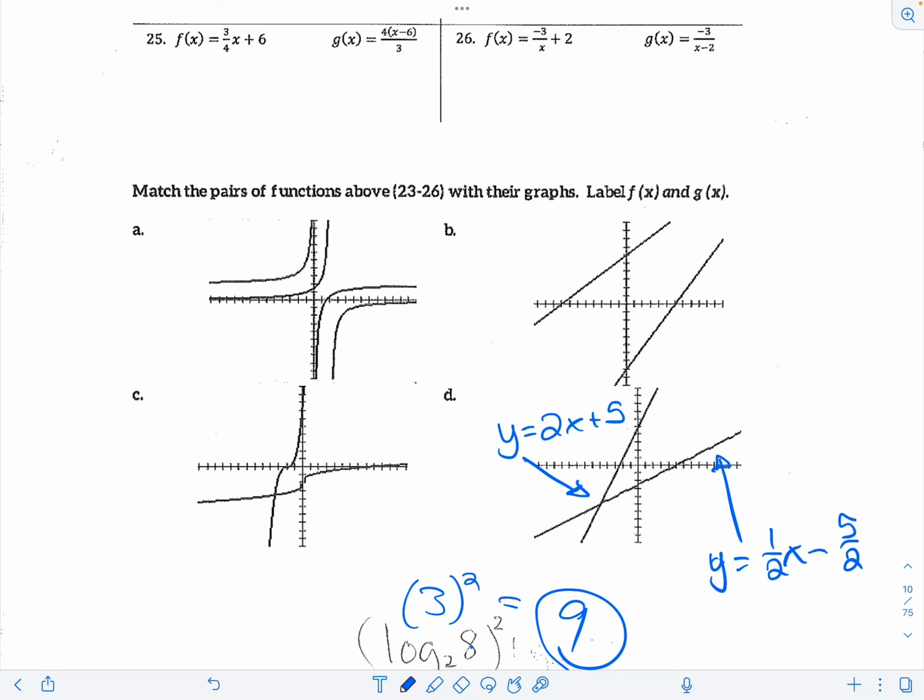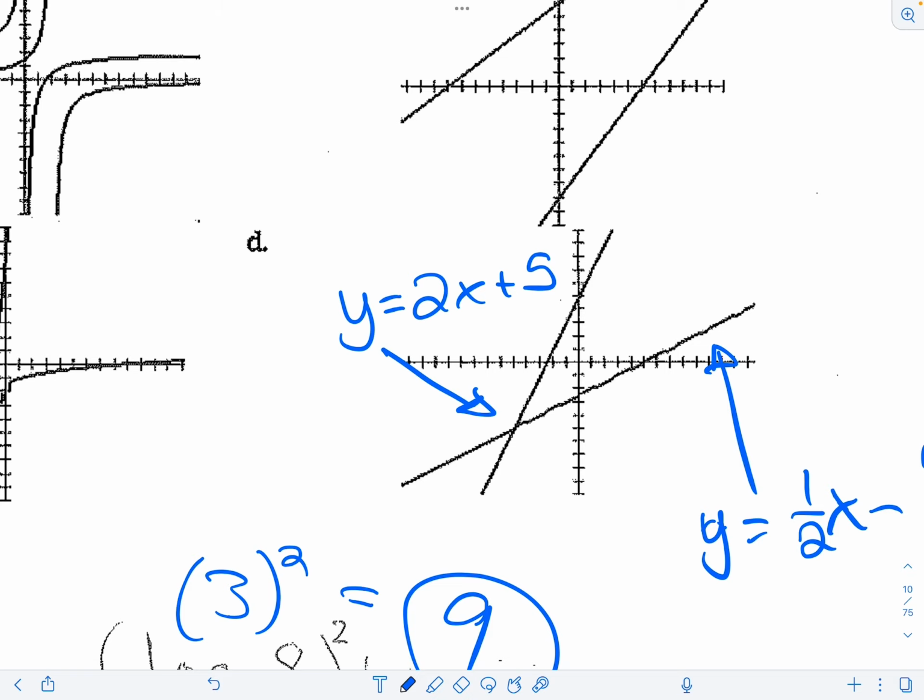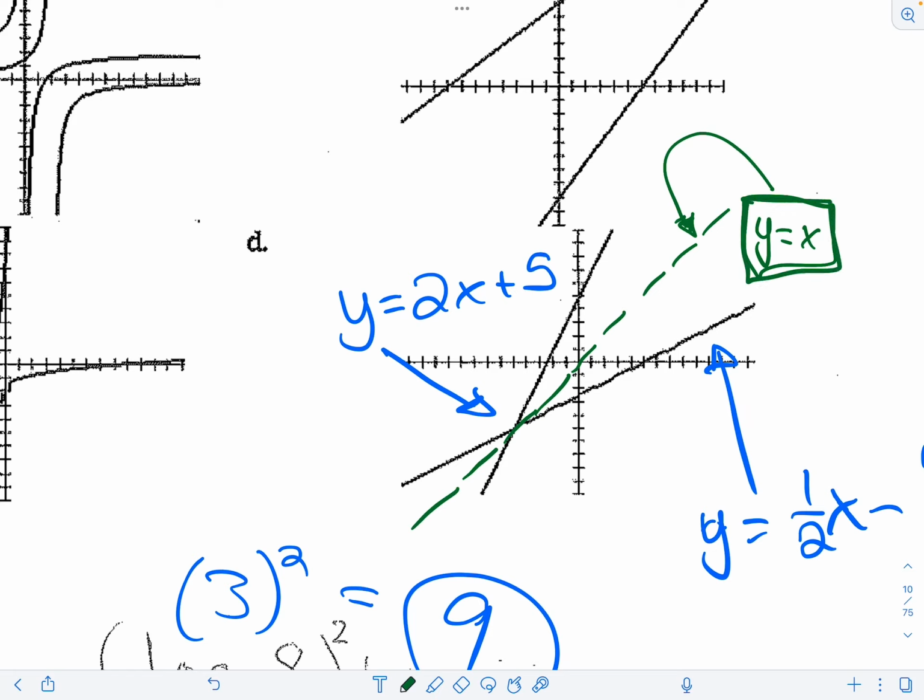So this one is, you take half of the input and then take away 2.5. Those are inverses of each other. And when you graph them, they will be mirror images across the line y equals x. That's this line right here. This is the line y equals x. It is a fact about functions and their inverses that they will have a mirror image across this line.